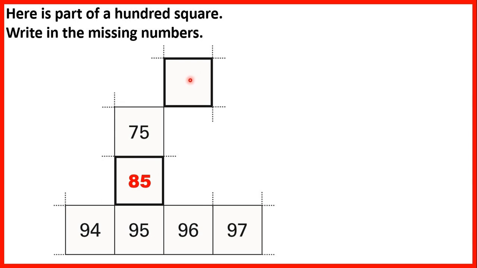Now the best way to do that is to think what number is going to be above 75. Well, we have 95, 85, 75, so above that we'll have 65. And then remember, when we go to the right, we add 1, so this missing box here must be 66.